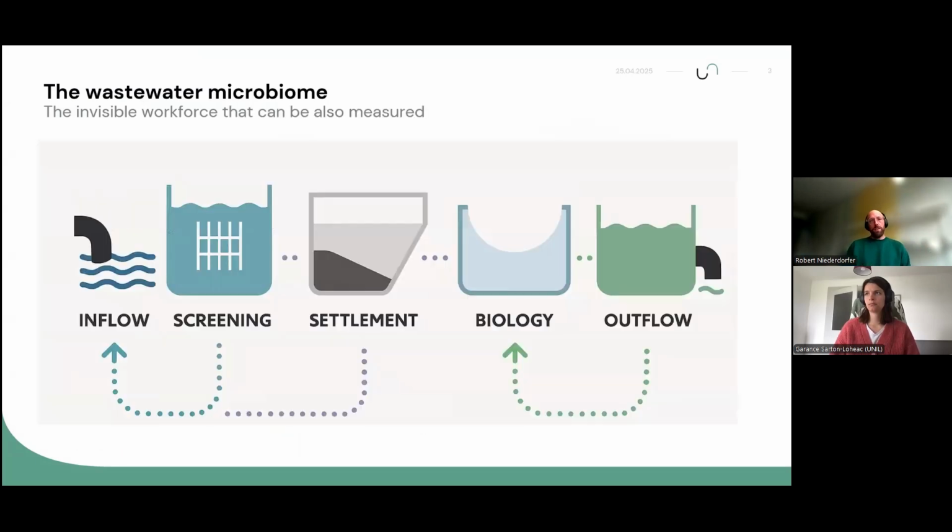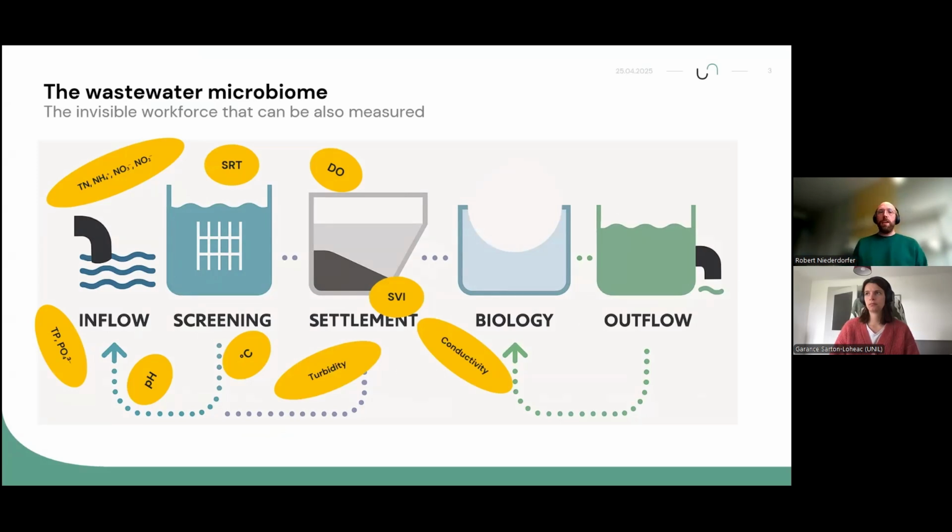We know the treatment plant works like this. You have an inflow, screening, settlement, the biology, and the outflow. Within the system, we can measure multiple things. We can measure the oxygen, the solid retention time, the temperature, the pH, certain chemicals, the turbidity, the conductivity, with different sensors, for example, or chemical reactions. And all of that is basically done automatically, and no one questions it anymore.